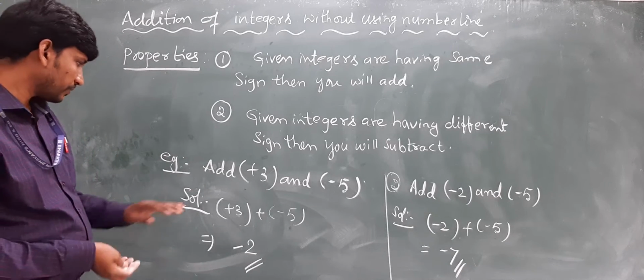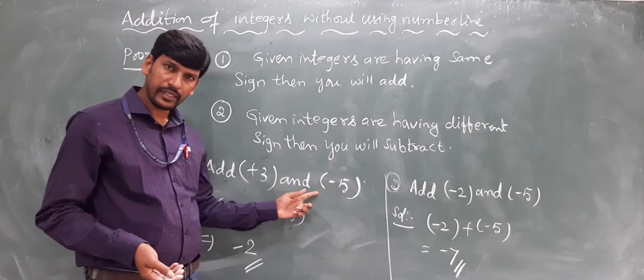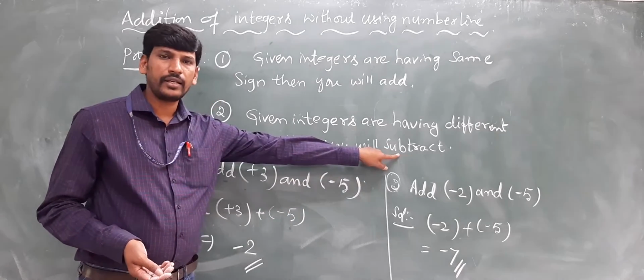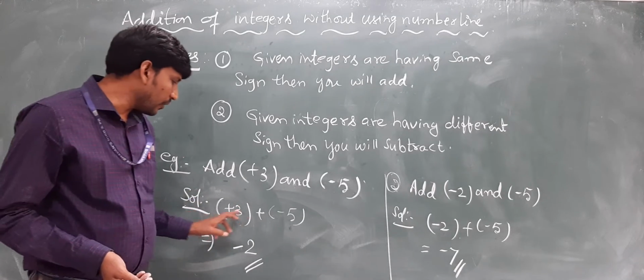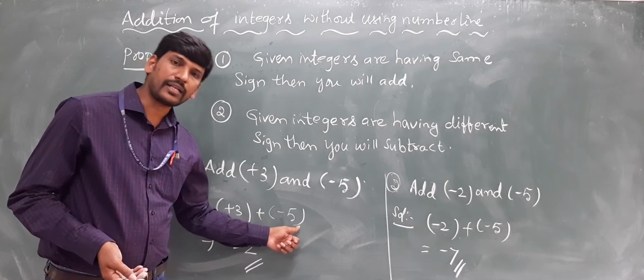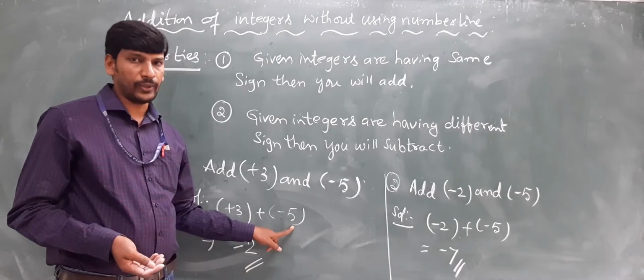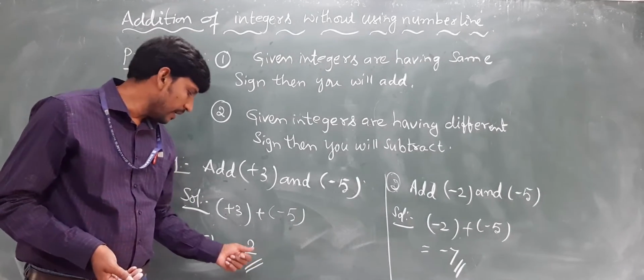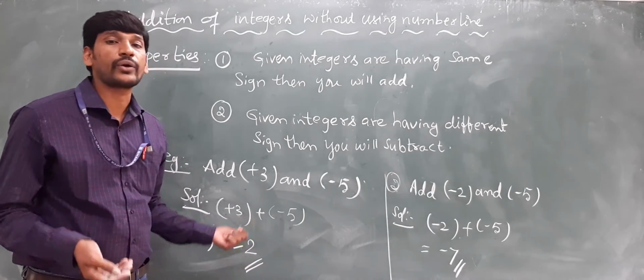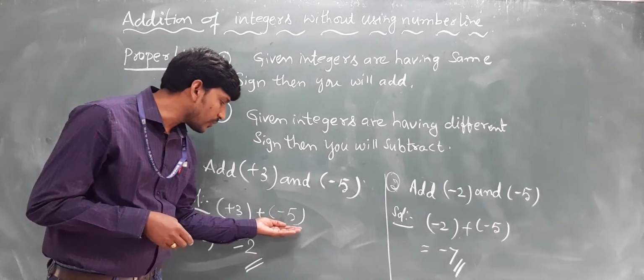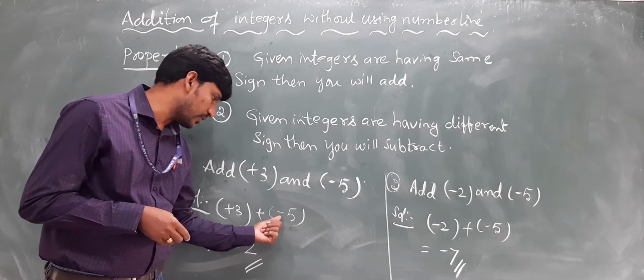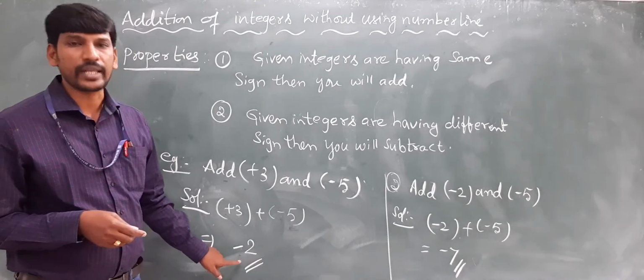Both are having different sign, so we need to subtract here. While doing subtraction also, ignore the signs and subtract the small value from the big value. Then you will get the answer. Which sign you are going to keep depends on the big value. Your large value has negative sign, so therefore the answer will be negative only.